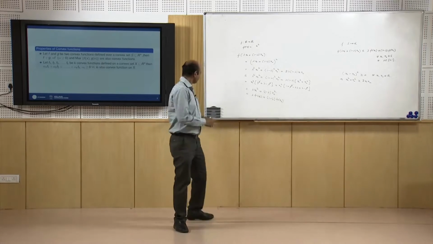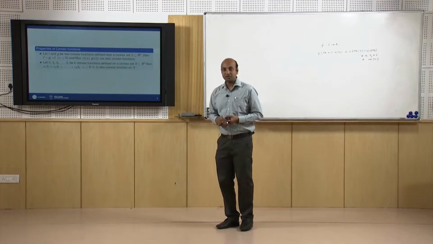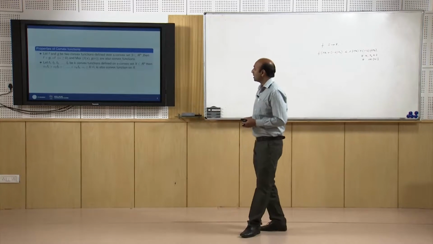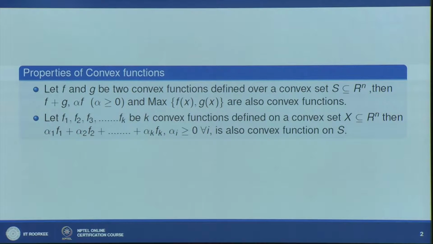Okay. Now, what are the properties of convex functions? The first property is: if f and g are two convex functions defined over a convex set S, then the sum is also convex. Alpha times f, where alpha is a non-negative scalar, is also convex, and the maximum of two convex functions is also convex. So, let us try to prove the first one, f plus g.